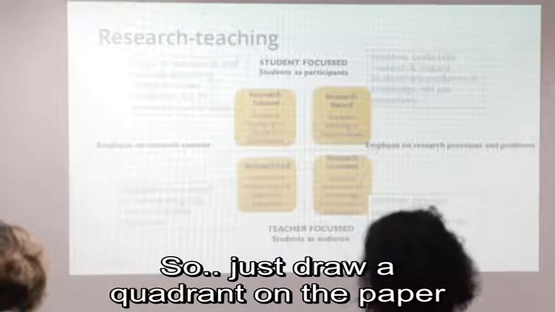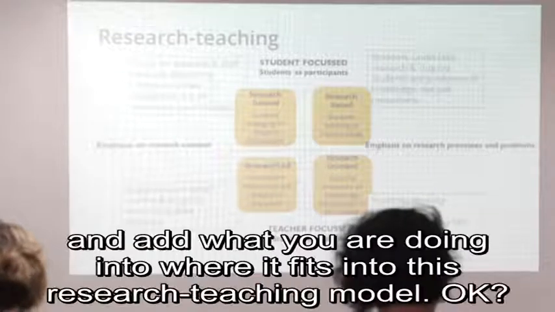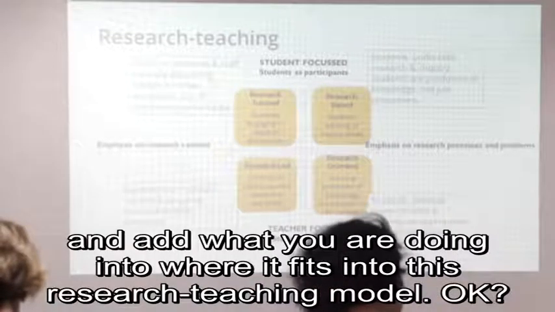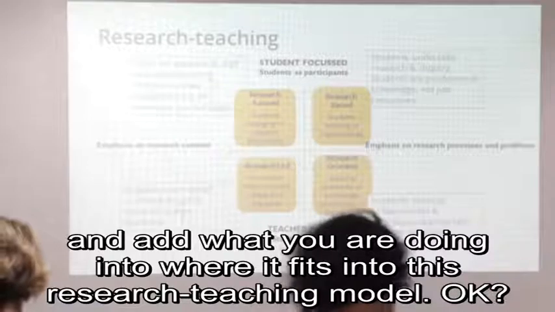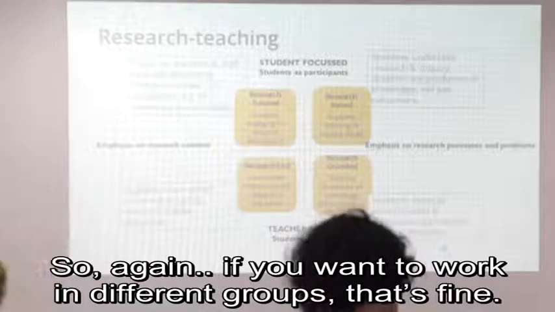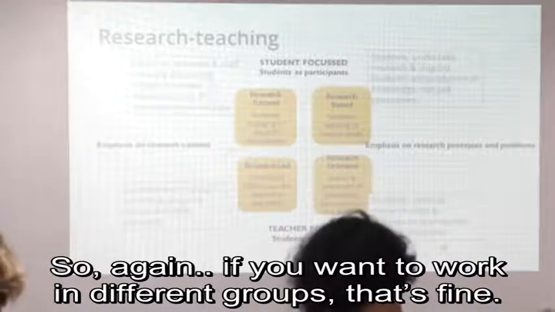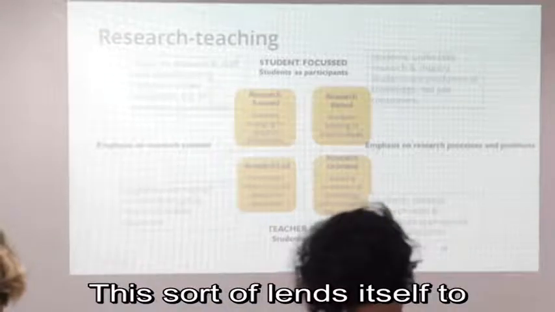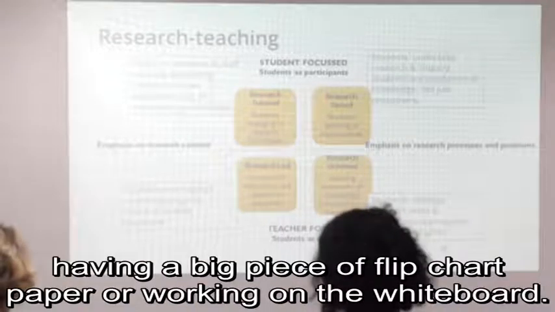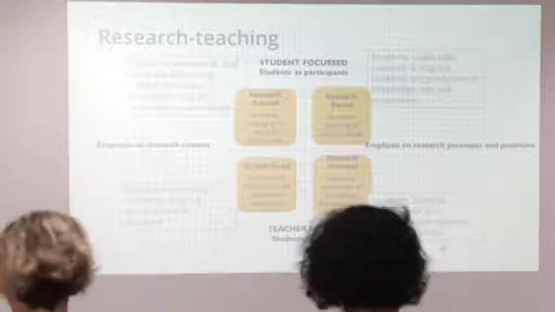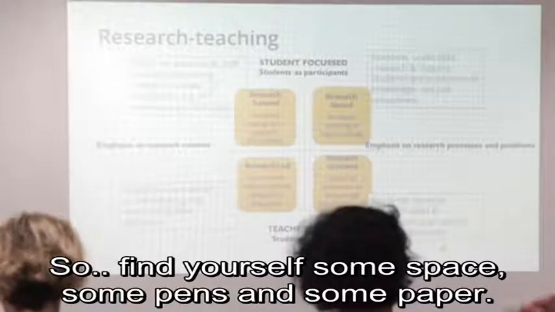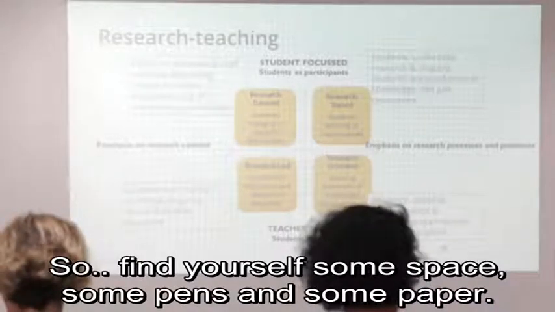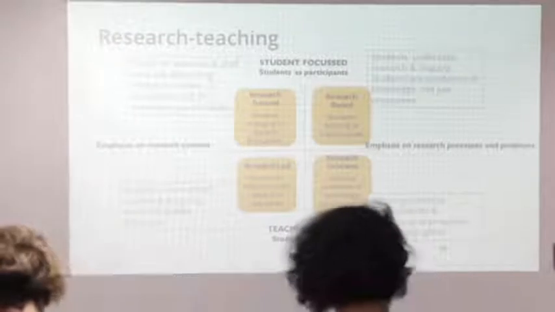So just draw a quadrant on the paper and add what you're doing into where it fits into this research-teaching model, okay? So again, if you want to work in different groups, that's fine. This lends itself to having a big piece of flip chart paper or working on the whiteboard. So find yourself some space, some pens and some paper. Go.